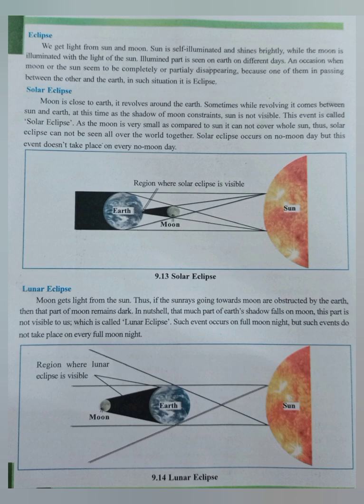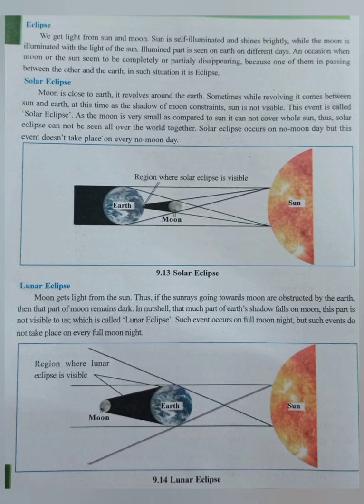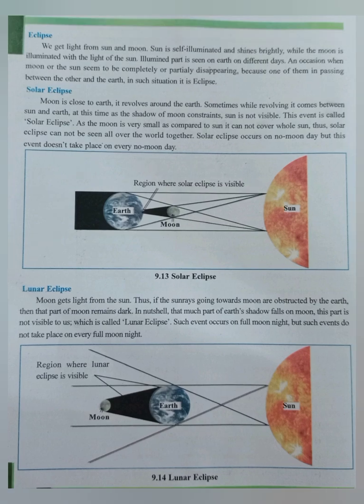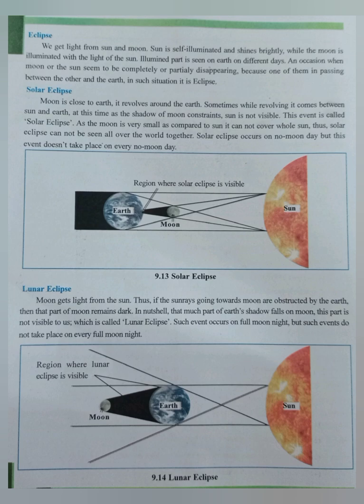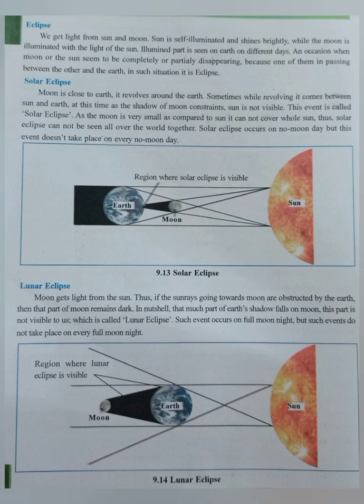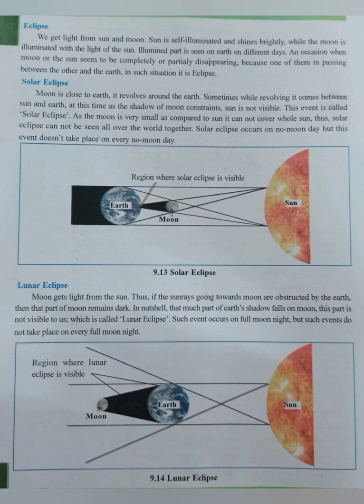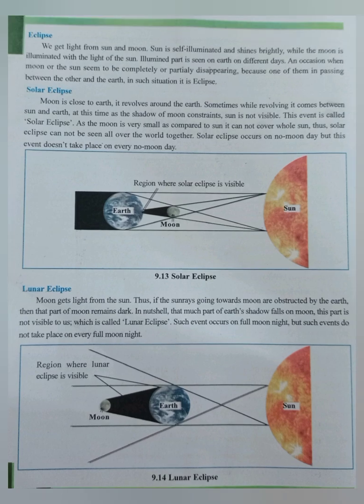Students, the moon is a satellite of the earth. It revolves around the earth. It is also the nearest celestial body to the earth. While rotating, sometimes it comes in between the sun and the earth. At that time, the sun is not seen due to the obstruction of the moon. This phenomenon is called solar eclipse. As the moon is much smaller than the sun, it cannot cover the sun completely. As a result, a solar eclipse is not seen simultaneously all over the world.